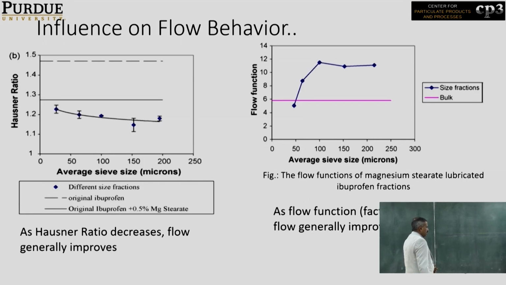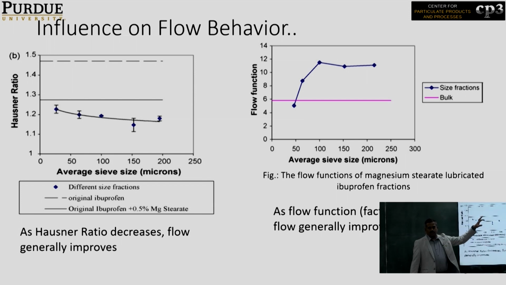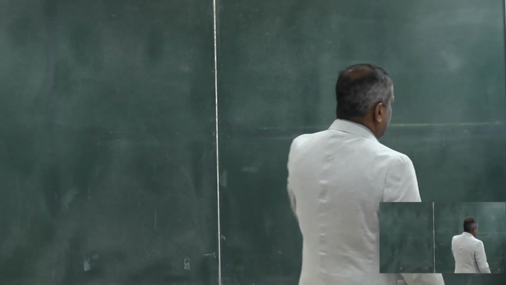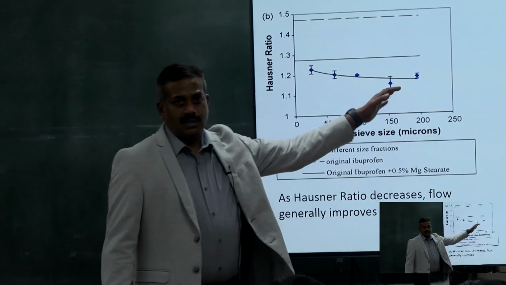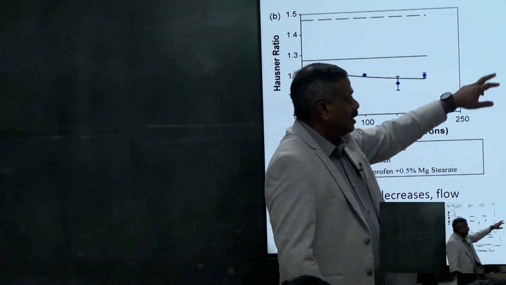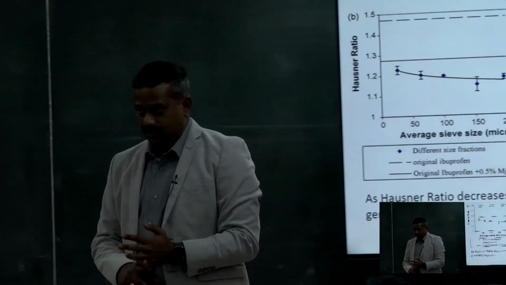And just one other quick example here, some of you know Hausner ratio, flow function, etc. We'll talk about these when we talk about powder flow, but I'm just giving a quick background. Hausner ratio gives some indication of powder flow behavior. With an increase in particle size, the flowability goes up, or the flow behavior becomes better. Same thing, flow function will also improve if the particle size goes up, okay.